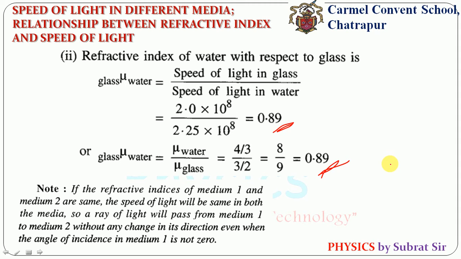There is a note here. If the refractive indices of medium 1 and medium 2 are the same, the speed of light will be the same in both media. The speed of light will never change in the same medium. So the ray of light will pass from medium 1 to medium 2 without any change in its direction, even when the angle of incidence in medium 1 is not 0. If the angle of incidence is not 0 and the two media are the same, the refracted ray will always go in a straight line.